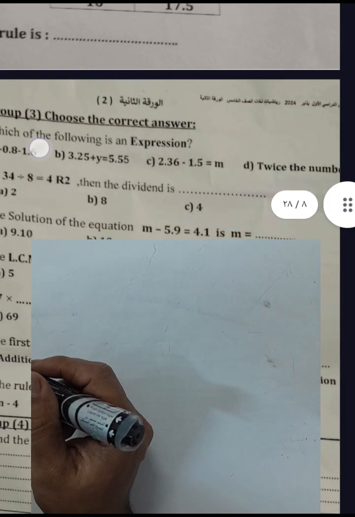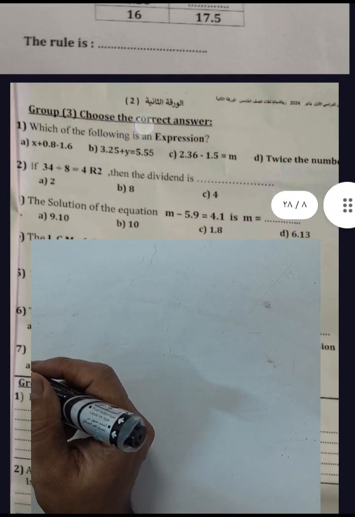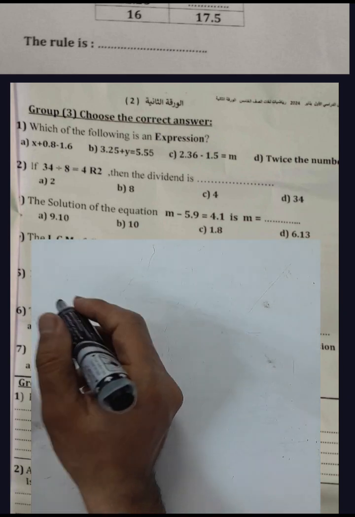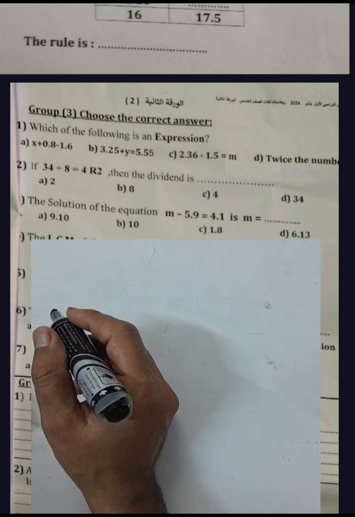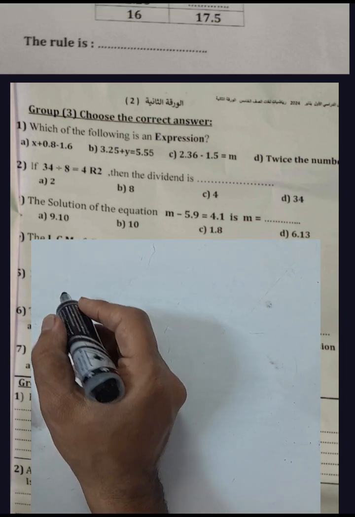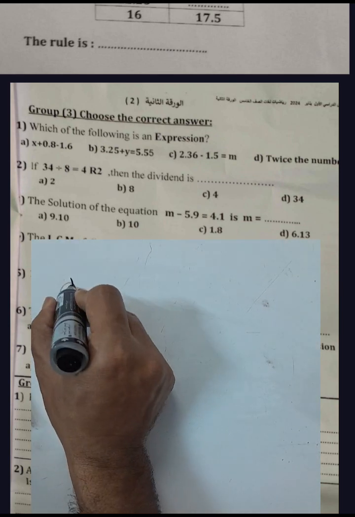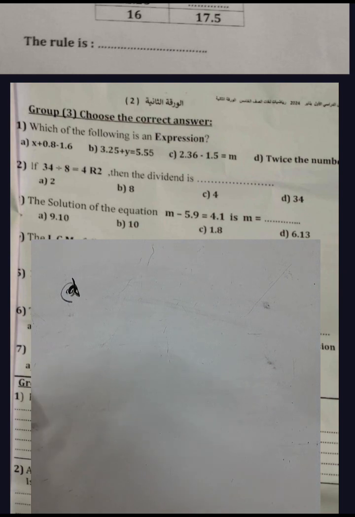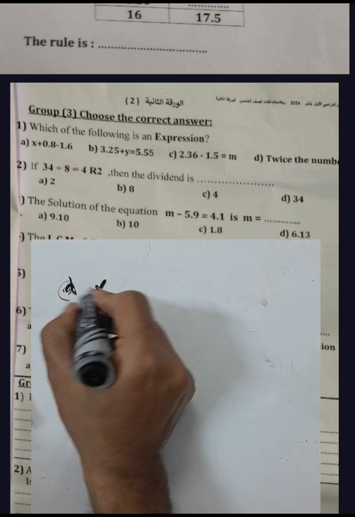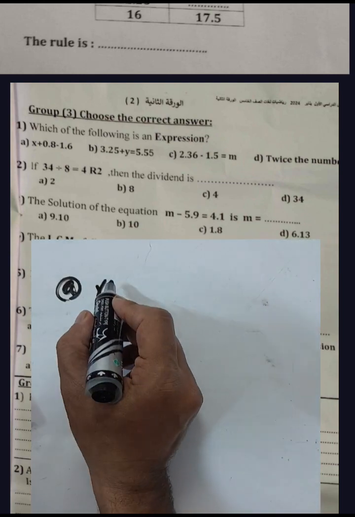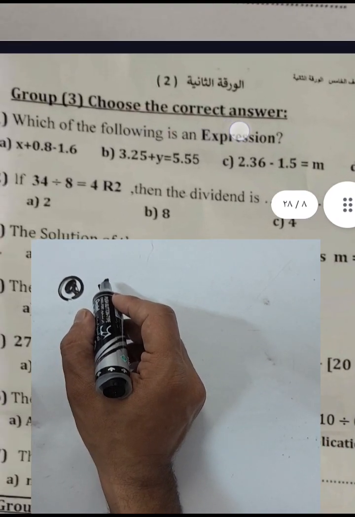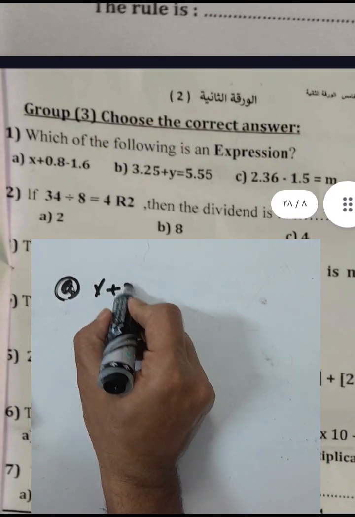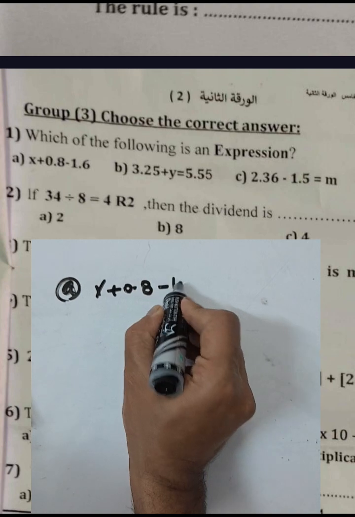Okay, twice the number is an expression. And x plus 0.8 equals 1.6 is an equation. Okay, choose letter D, we call it the expression here, twice the number x, or we can write letter A. If he writes just x here, it's not clear to me. Okay, letter A, x plus 0.8 subtract 1.6, we call that an expression.